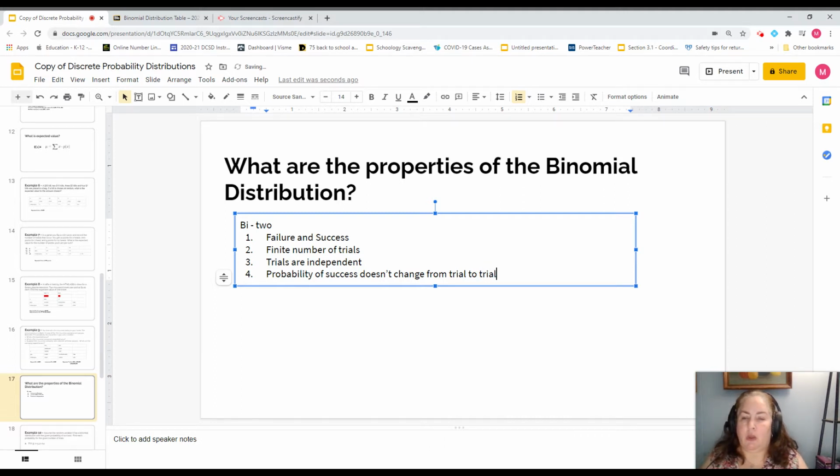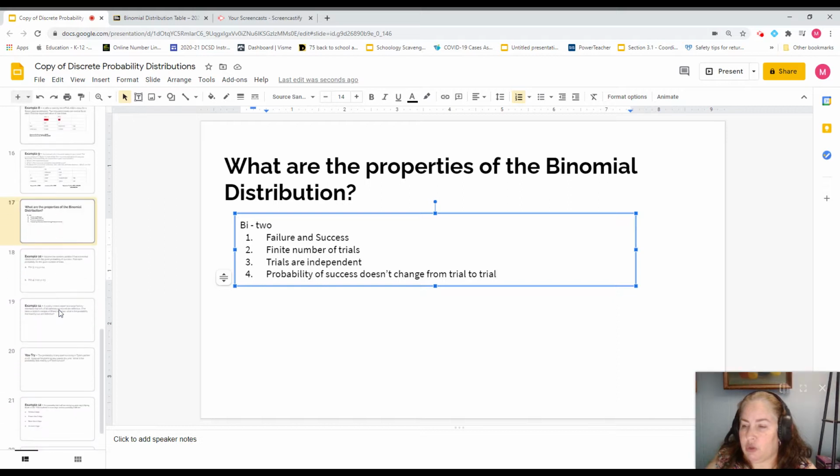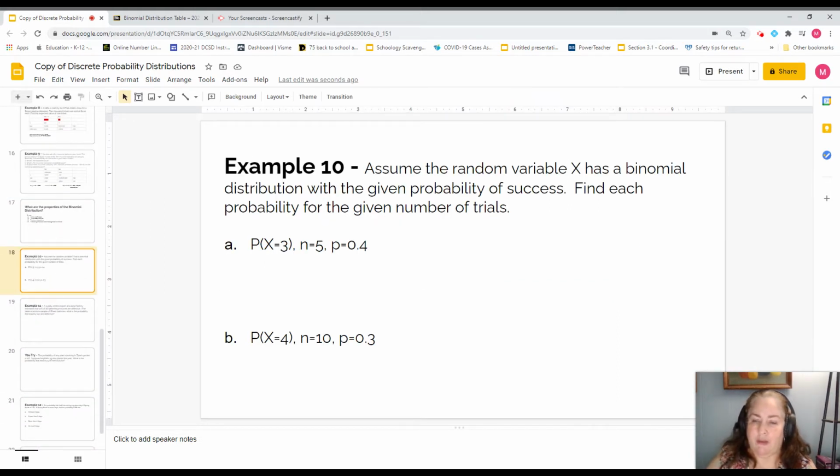So those are kind of the major properties of the binomial distribution. When we go to do these problems, I have to tell you three things. I have to tell you an N, a P, and an X.